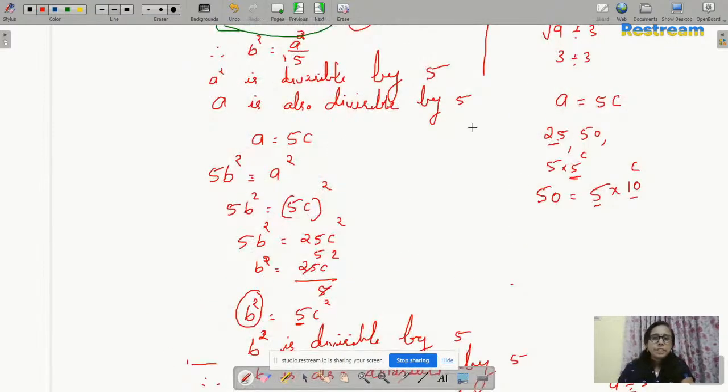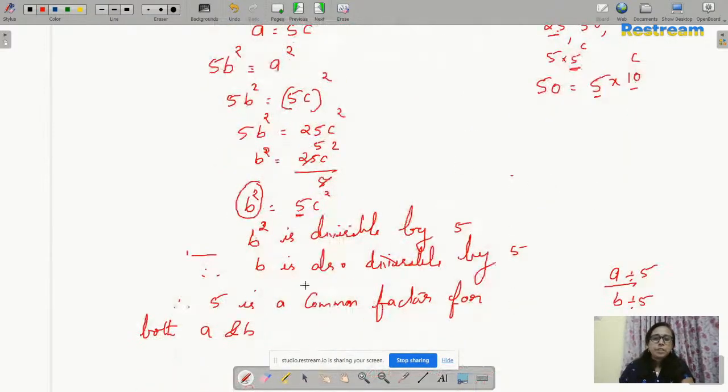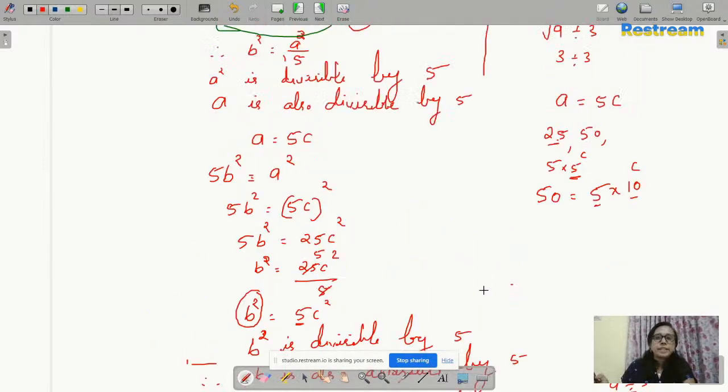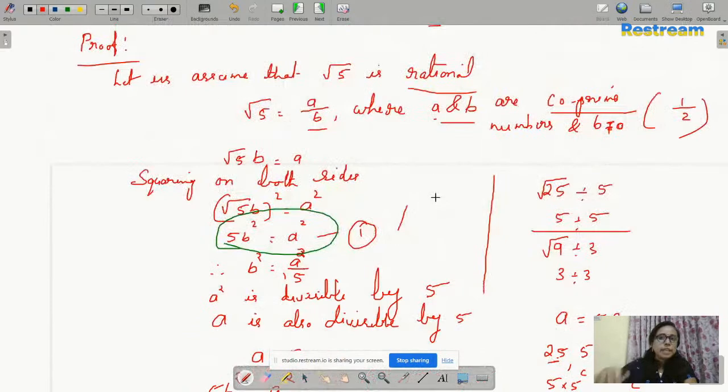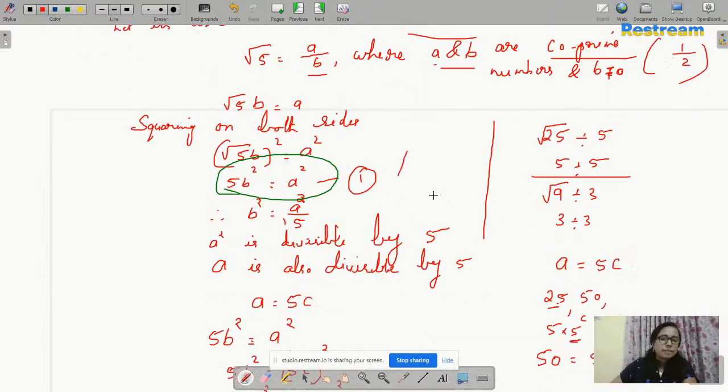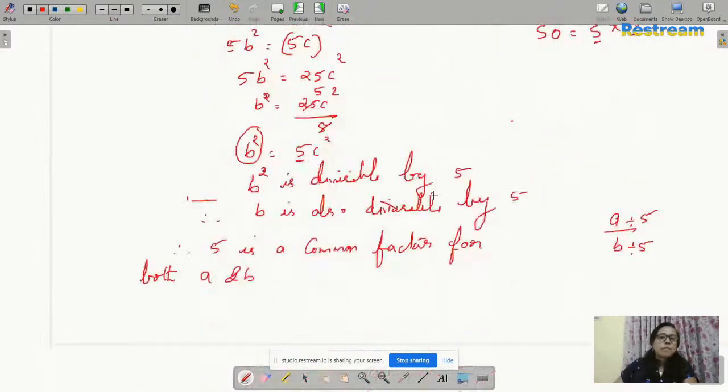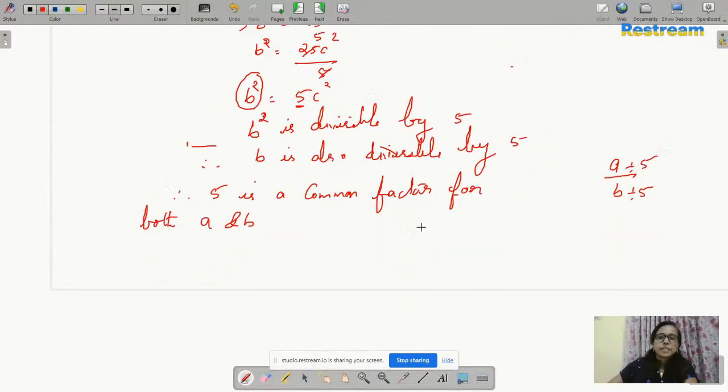A is divisible by 5 and b is also divisible by 5. But it should not be like that. No common divisor should be there according to our assumption. Our assumption is that a by b is a rational number and it has no common factor. But here there is a common factor: 5 is a common factor for both a and b.